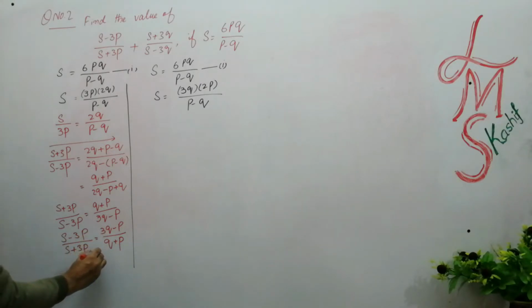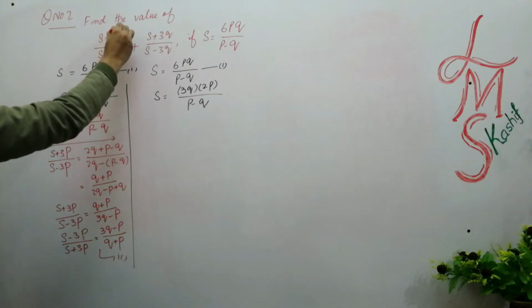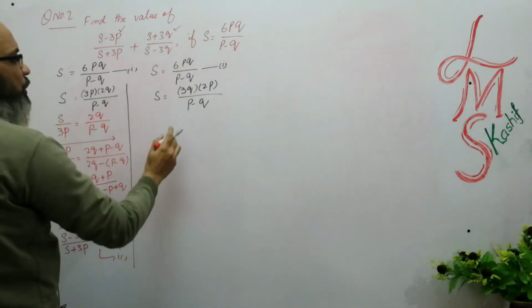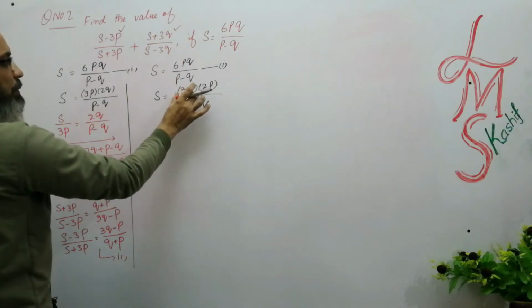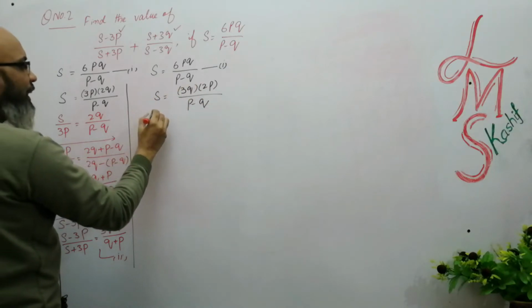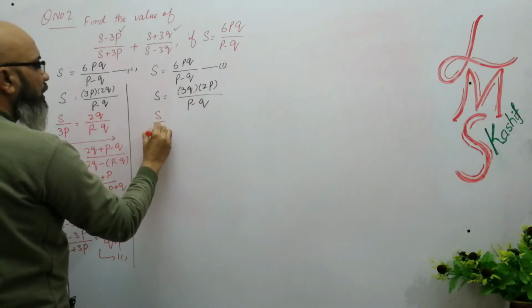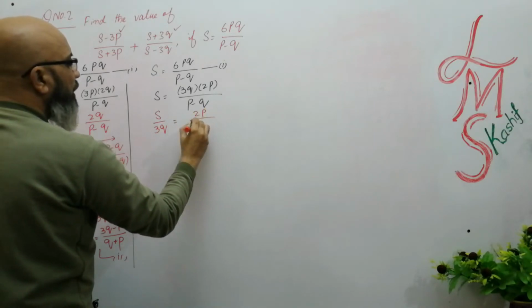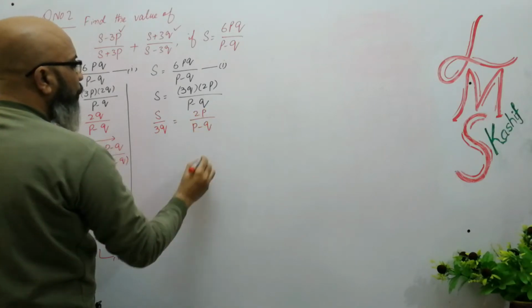So this is your equation 2. Means we find the value of this portion. Now we will find the value of this portion. So what do we move here? We will move this portion 3q: S over 3q is equal to 2p over p minus q.